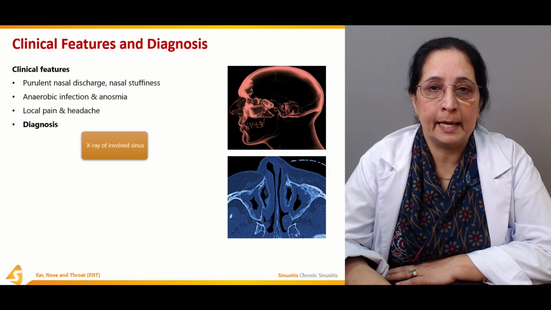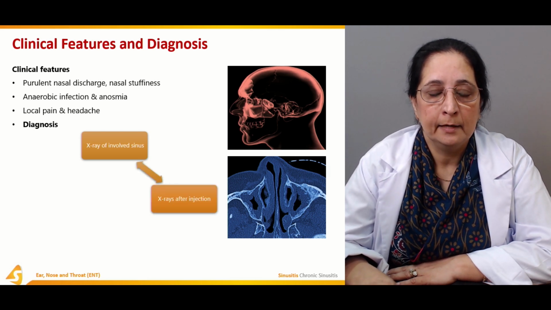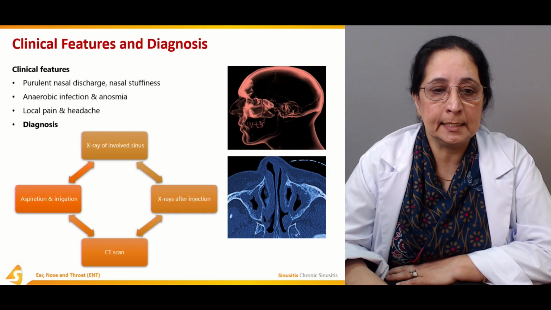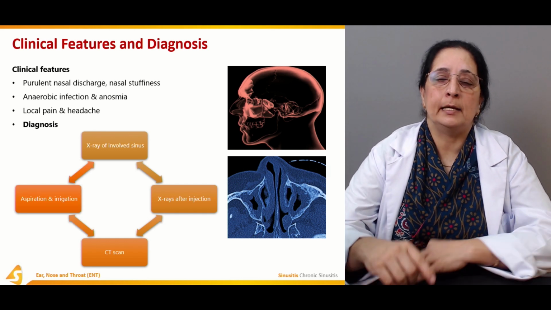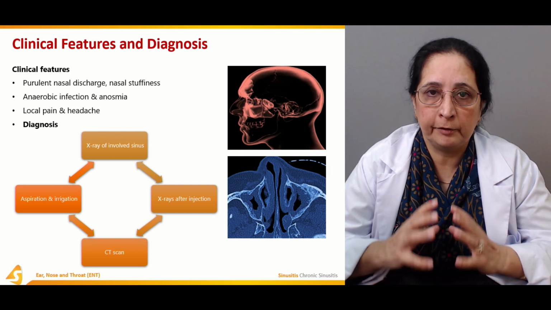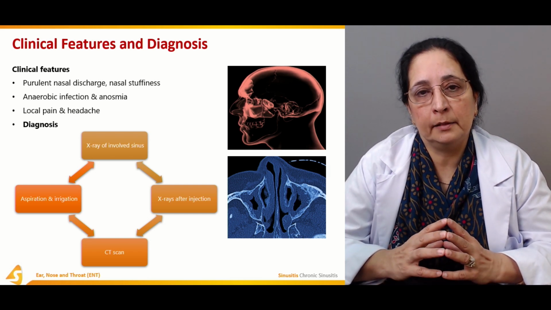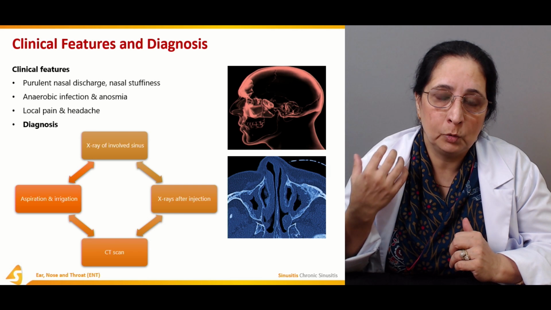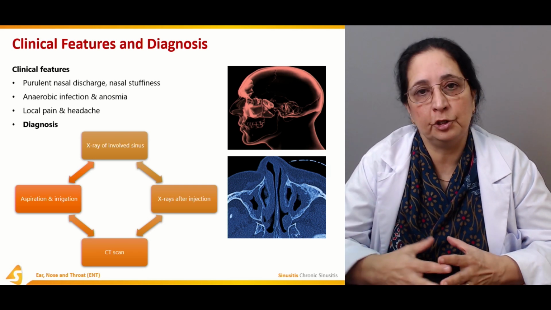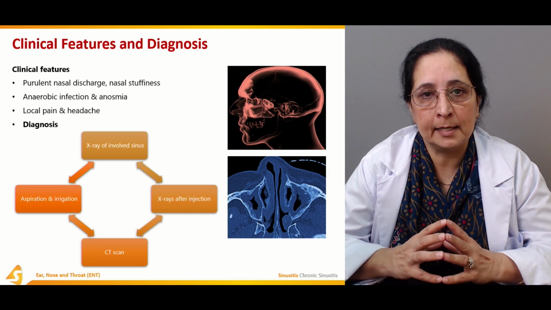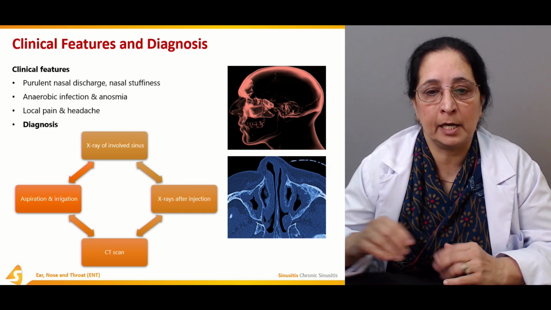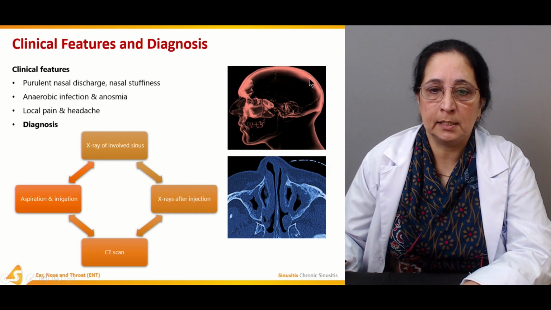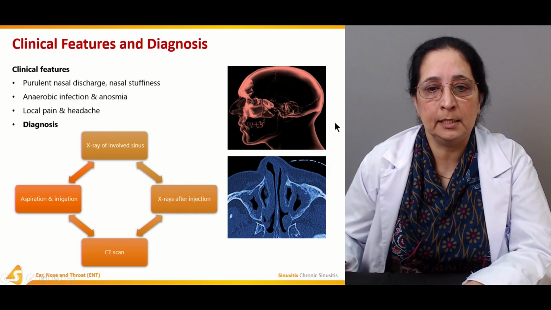Diagnosis is by the X-ray of the involved sinus. X-ray is usually done after the injection. Then we can do CT scans, and aspiration and irrigation can be done. Secretions are thick and pussy. They have to be drained, and irrigation is performed to clean the sinuses and relieve the condition of the patient. Otherwise, there is bad stuffiness and congestion and pain and tenderness. So these are the different diagnostic tools, CT scans and X-rays, which are done for the diagnosis.